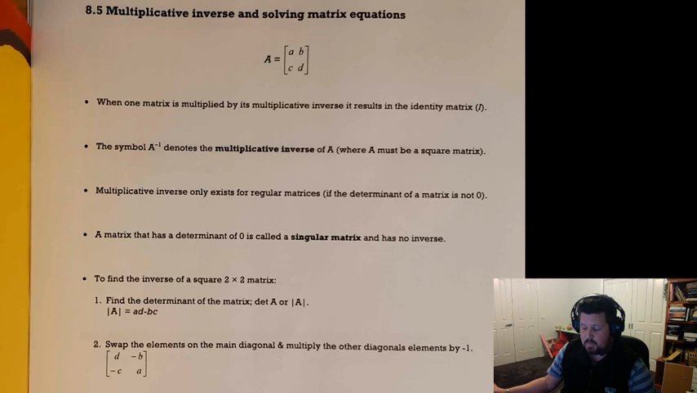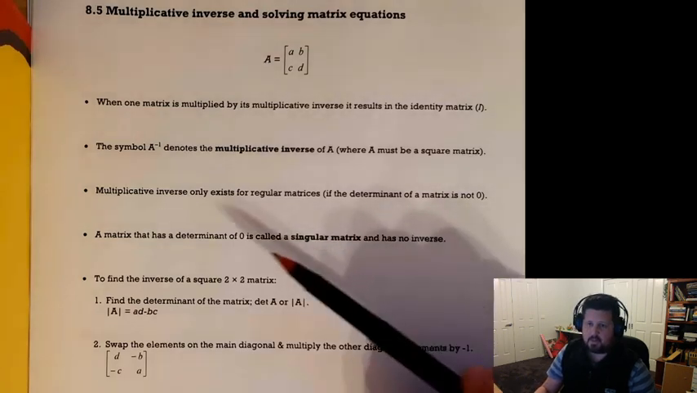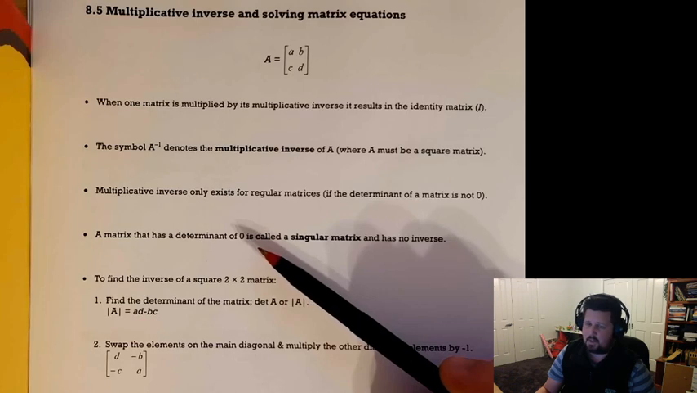For the sake of this particular maths course as well, we're only going to be working out the inverse of a 2 by 2 matrix by hand. If they ever asked you to do inverses of larger matrices than that, you would be using your class calculator for that. Another thing to note is multiplicative inverses only exist for regular matrices, and by that I mean if the determinant of the matrix is not 0. On the other hand, if you do get a matrix that has a determinant of 0, that's going to be called a singular matrix, and it has no inverse.